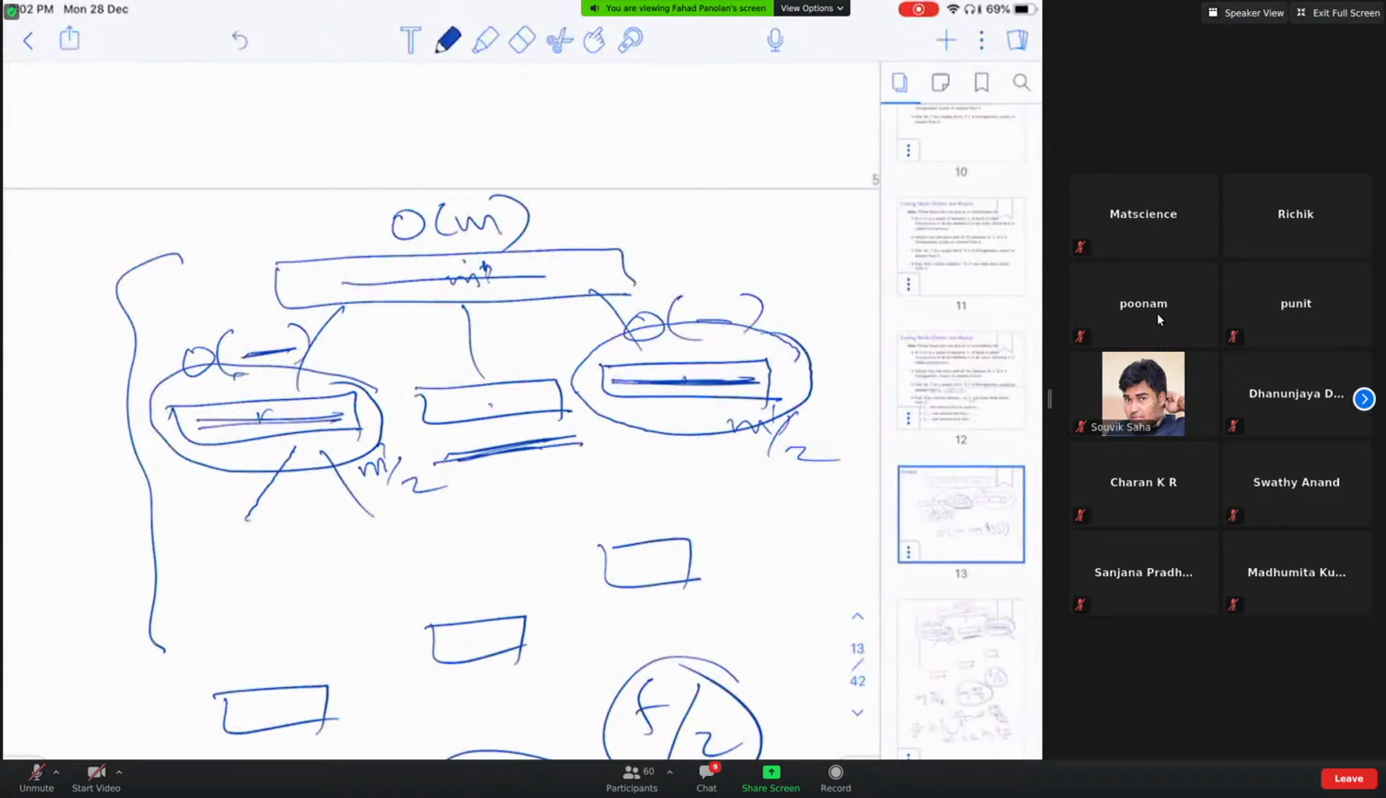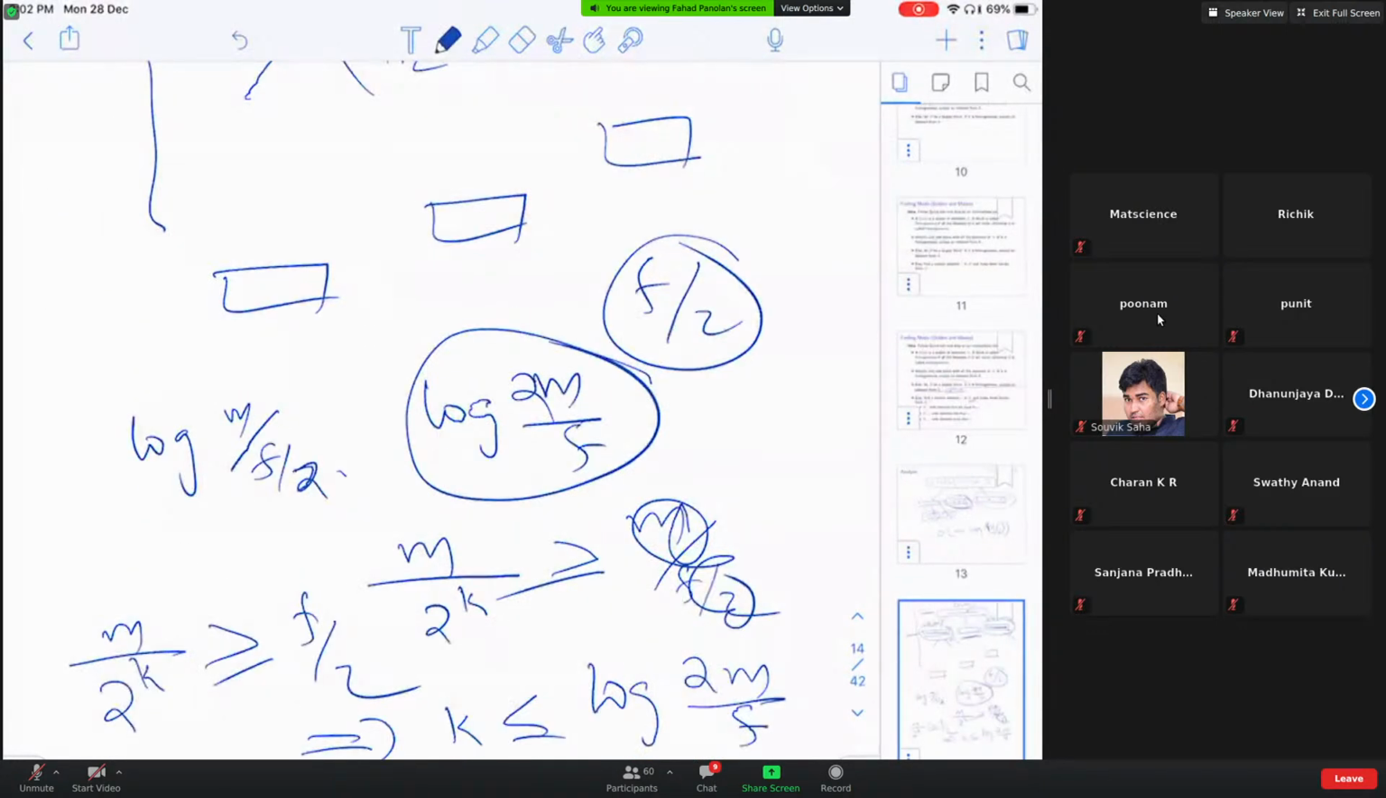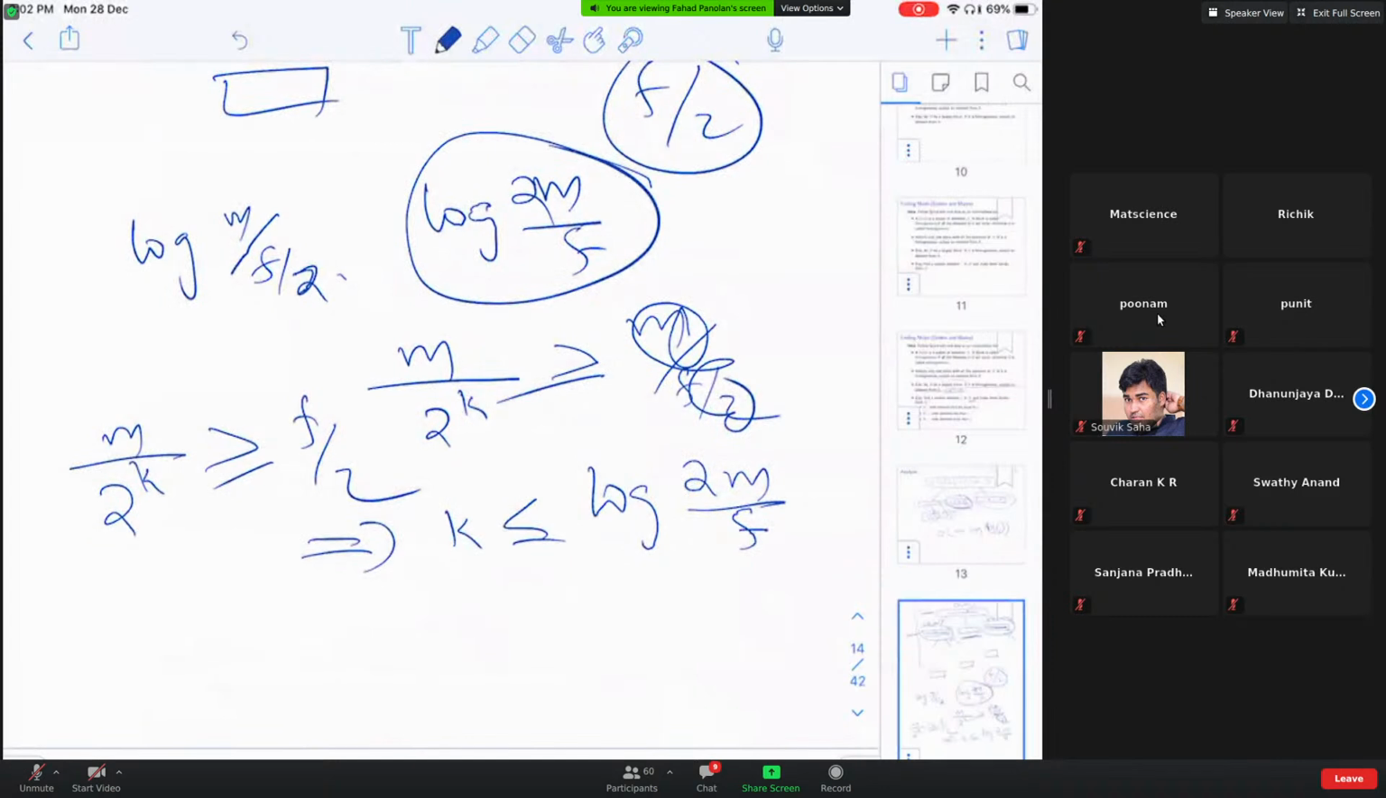So in every level, if I look into this as the first level and this as the second level, I will be doing a total of order m comparisons. And the number of levels is equal to the depth of the tree, and that is log of 2m by f, and hence we will be doing order of m log of 2m by f comparisons.